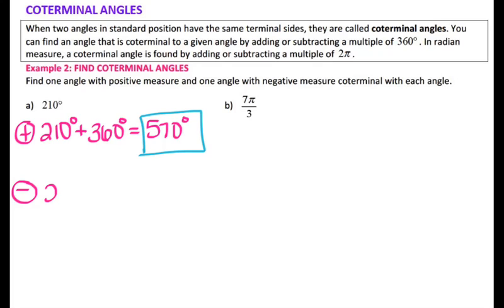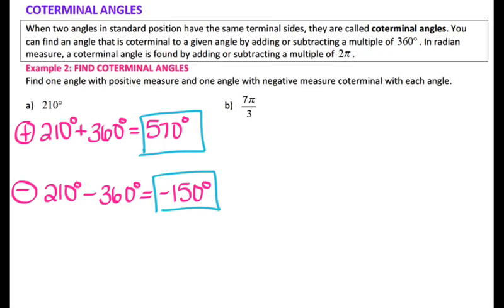For the negative, I have 210 degrees minus 360 degrees. So 210 minus 360 is negative 150 degrees. So all three of these angles, the 210, 570, and negative 150, are all coterminal. So if I were to sketch any three of them, it would give me the same image.